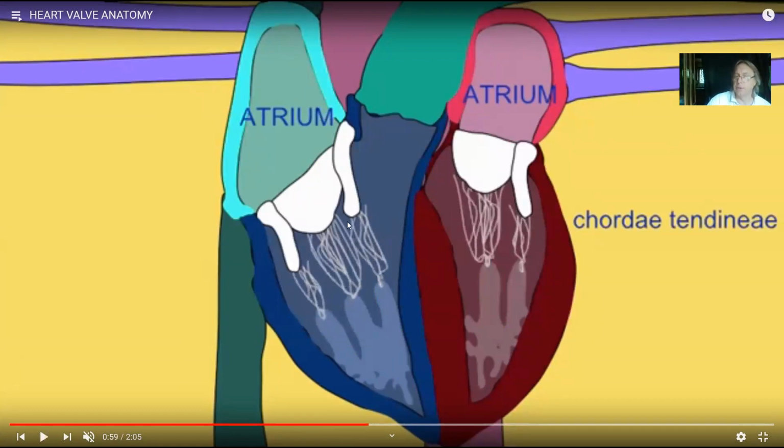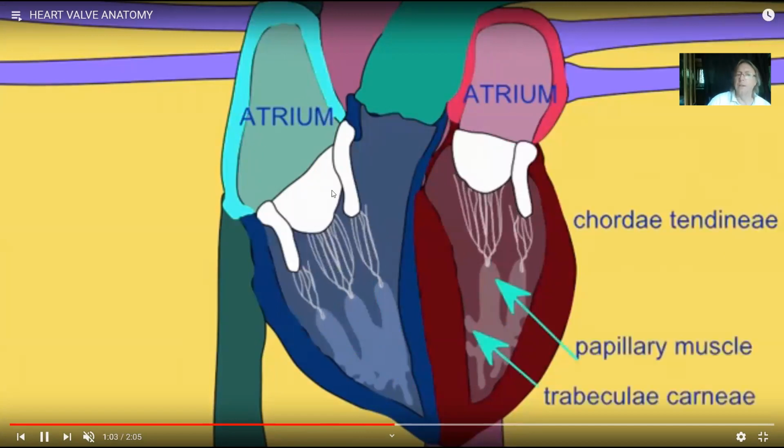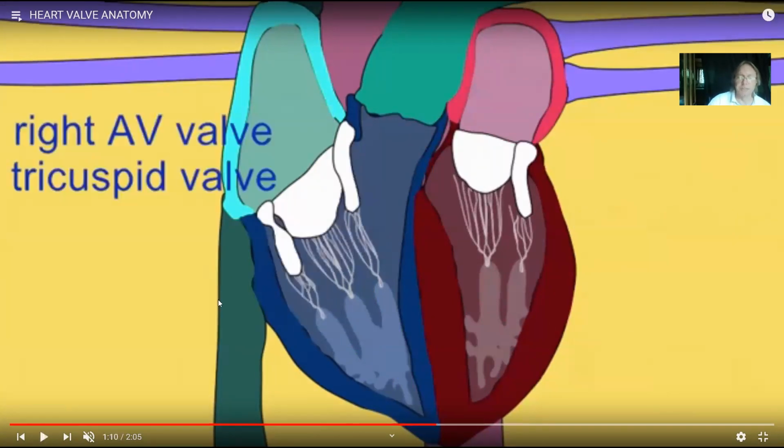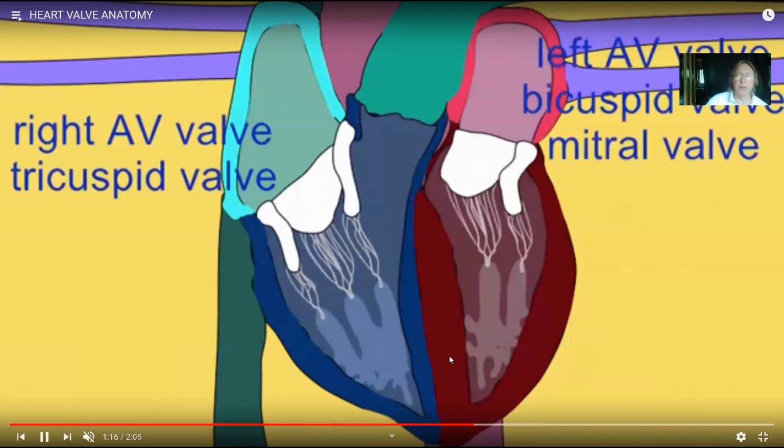They're easy to identify because they have these rope-like chordae tendineae attaching to them. The right AV valve, which separates the right atrium and right ventricle, has 3 cusps and is also known as the tricuspid. So tricuspid and right AV valve, those are the same thing, while the one on the left side has 2 cusps. It is the bicuspid, also known as the mitral valve. So mitral valve, bicuspid, and left AV valve all refer to the same valve.